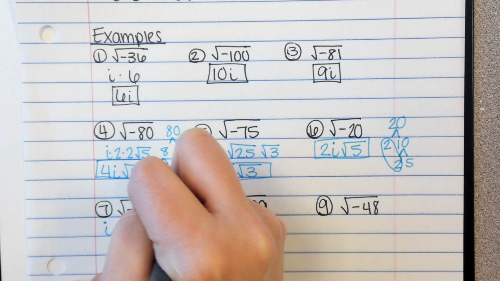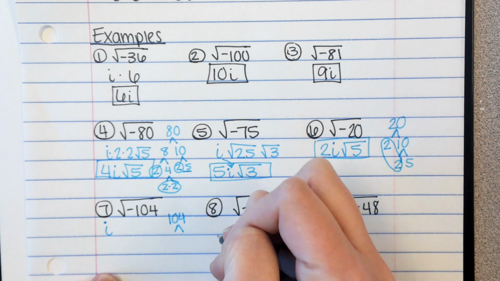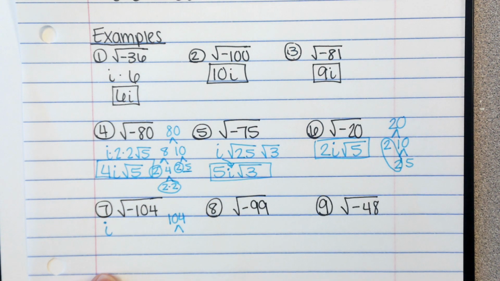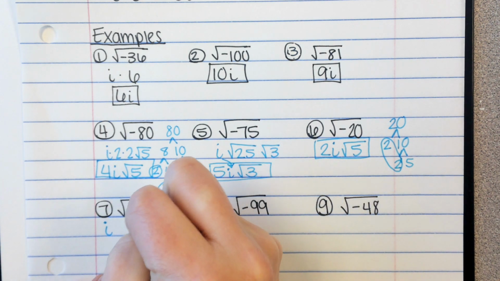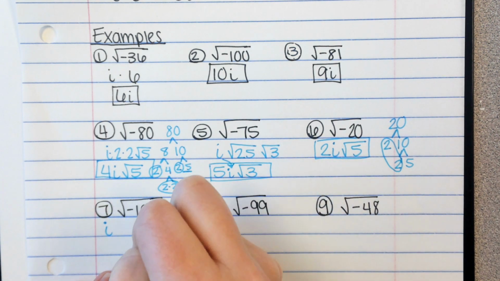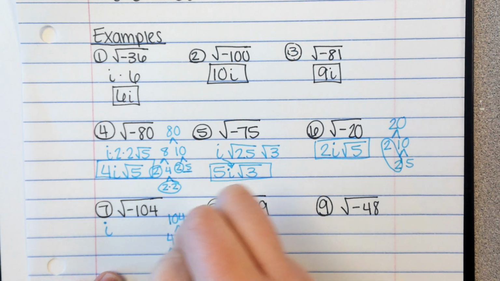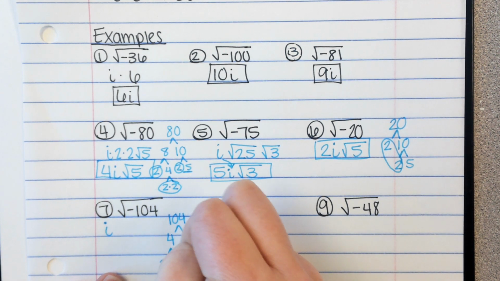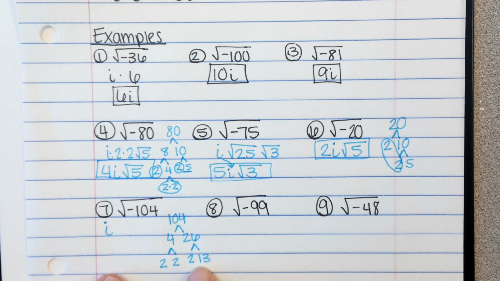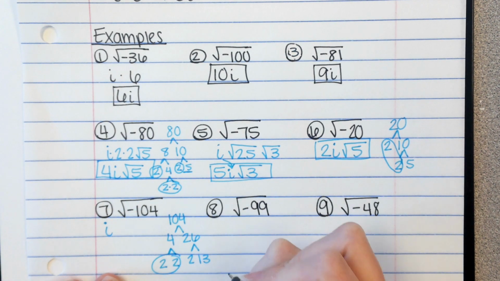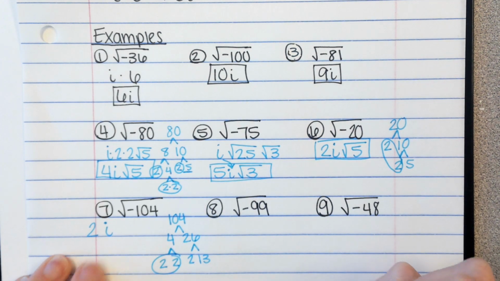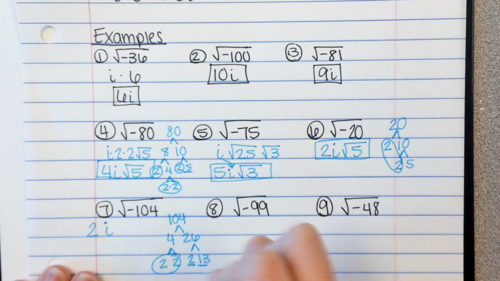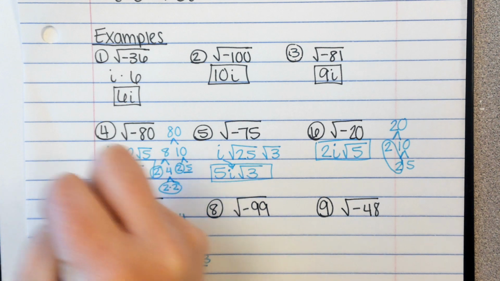Okay, so if I'm looking at 104, I'm going to divide by 4. Let's see, what's 104 divided by 4? 26. So 4 times 26, I know 4 is 2 times 2. 26 is 2 times 13. 13 can only be 1 and 13, so I'll leave it. I have a pair of 2's, so I'm going to put a 2 out in front of the i, and I'm left with 2 times 13, which is 26.